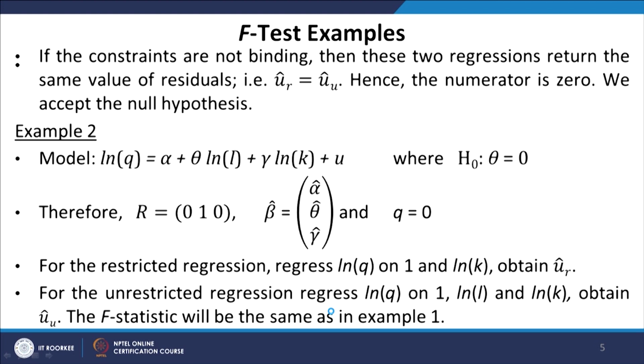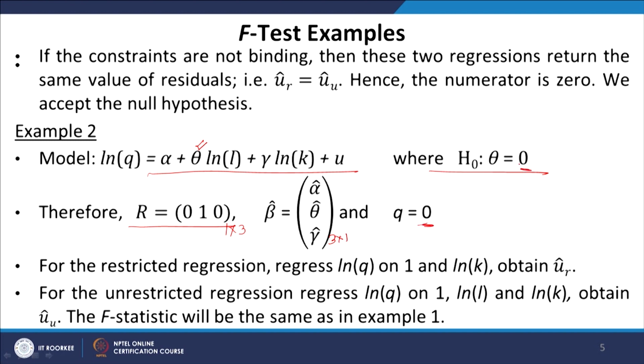Now, consider another example. We continue with that Cobb-Douglas production function. Now, we have logarithm of q equals alpha plus theta logarithm of L plus gamma logarithm of k plus u, and now the null hypothesis is theta equals 0. We are putting only one restriction. Therefore, we write it as R equals 0, 1, 0. You can see that there is only one restriction. So, R is a 1 by 3 vector, beta hat is a 3 by 1 vector and q is equal to 0.